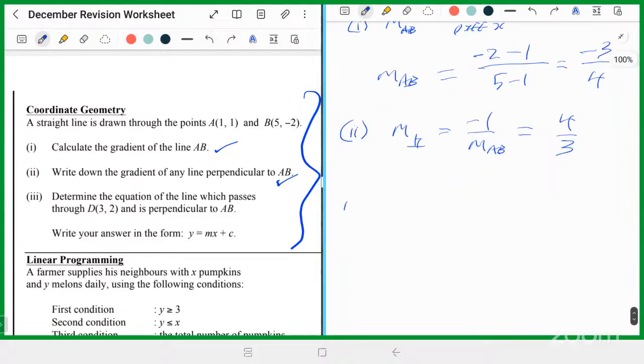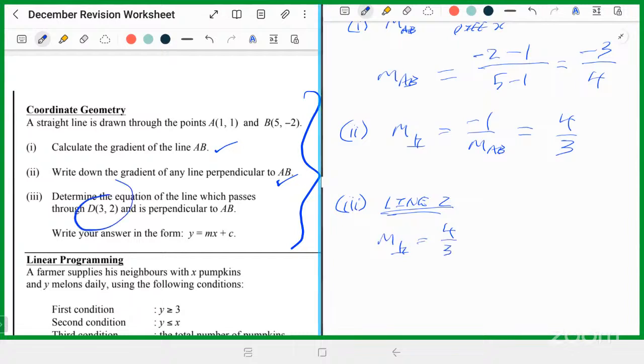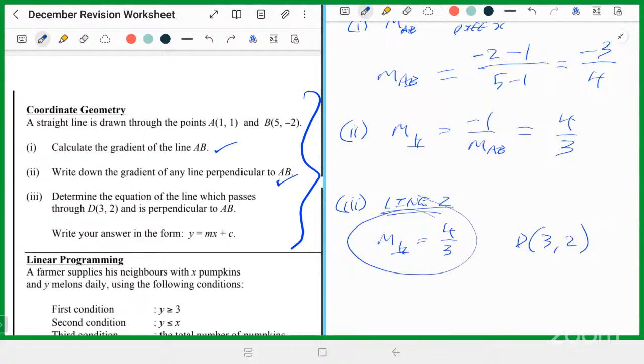This part done. This part says determine the equation of the line passing through this point and perpendicular to AB. So part 3, we want to find a line. Let's call it line 2 so we can reference it. Line 2, our perpendicular line, is perpendicular to AB, so it has a perpendicular gradient. And line 2 passes through this point D, which is (3, 2). Let's come off an exam paper, you know. So this is the gradient of the line that you want, and that's the point. Those are the two things you need to find the equation of a line, the gradient and a point. So good to go.